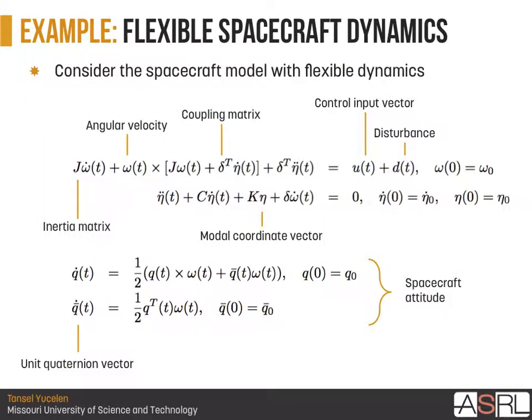Now, I am going to show an example on the flexible aircraft dynamics just to illustrate using either one filter, two filters, or how many filters. So here, we know this part of the spacecraft dynamics. This shows the angular velocity, this is the coupling matrix, this is the control input and disturbance, and this is the model that we don't know, which corresponds to the flexible dynamics. Here eta is the modal coordinate vector, this is the inertia, and this is the unit quaternion for the spacecraft attitude.